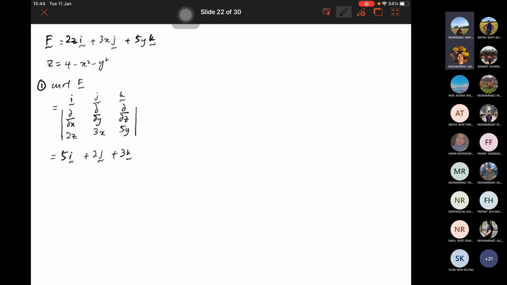So yang lain dapat? Tolak 2j kan? Tambah 2j. Tambah. Check balik. Okay, so that one tambah. So this is the curl of f.